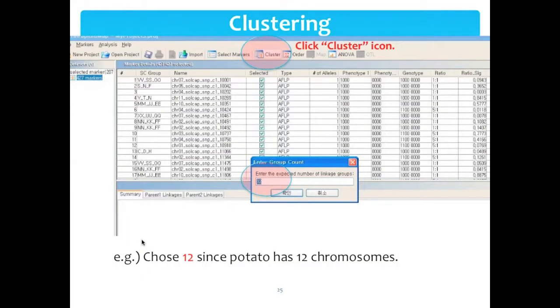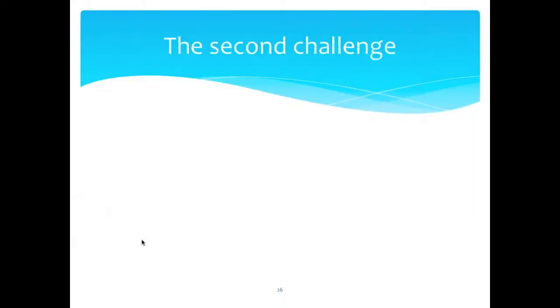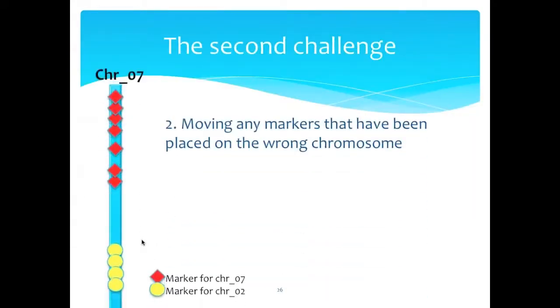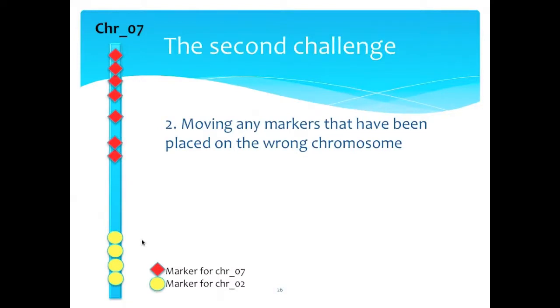So in the clustering, you just need to put the number 12, since potato has 12 chromosomes. And right after clustering, I faced the second challenge. Please look at the left side picture.